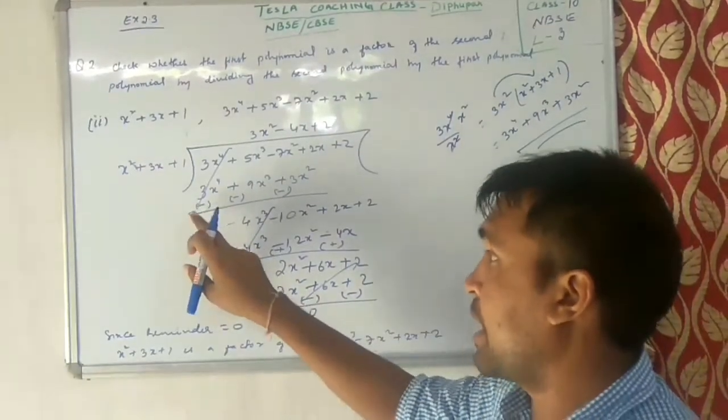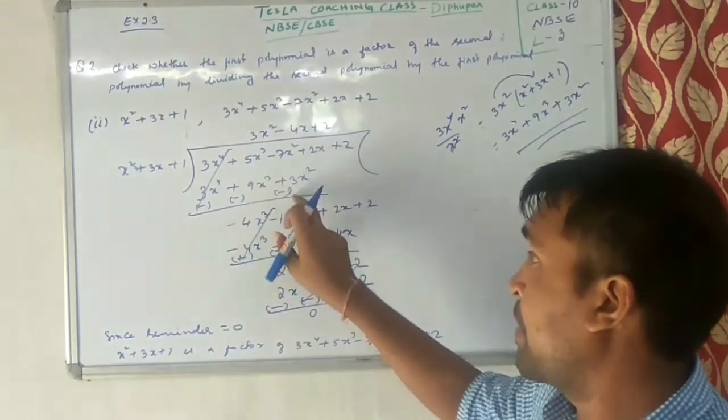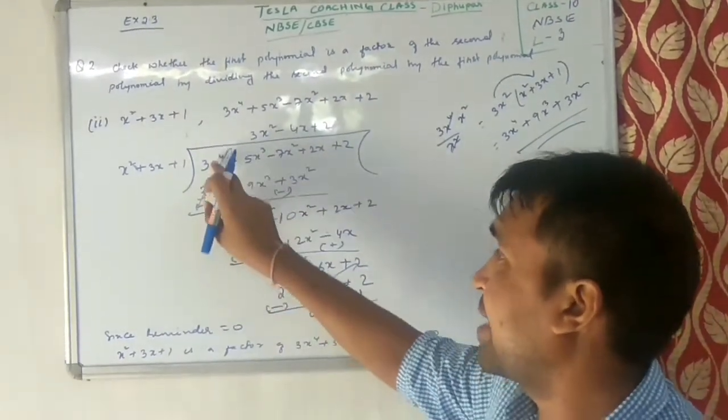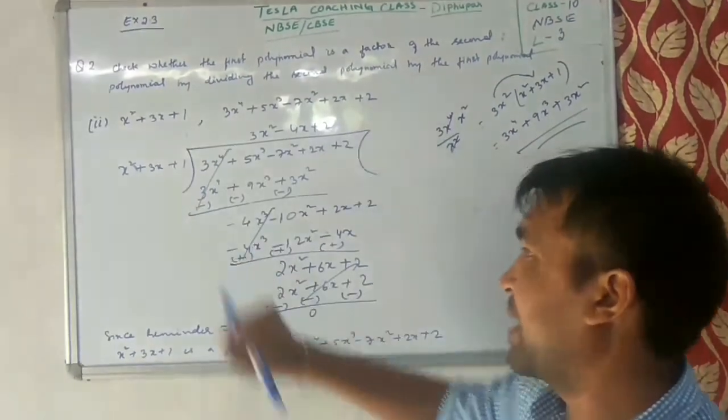Now we are going to change the sign. This is plus, so it becomes minus. This is plus, again minus, plus, minus. So these two you can see that it is same, but sign is opposite. One is plus, one is minus, so it will be cancelled.